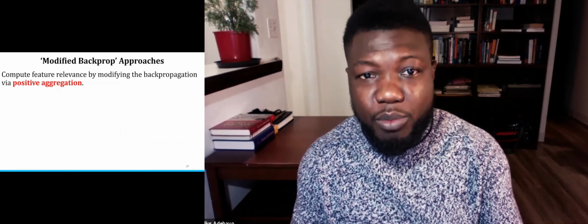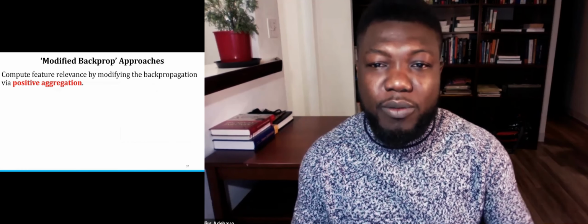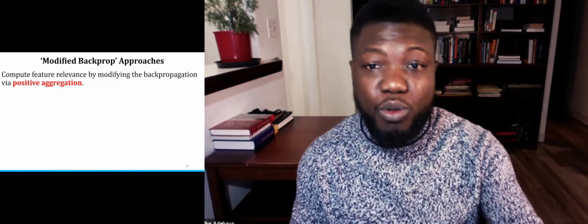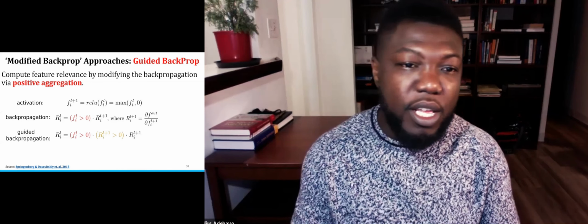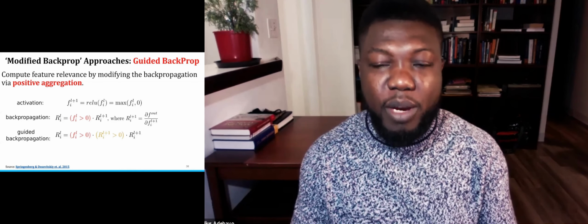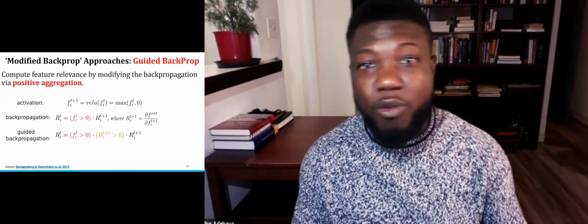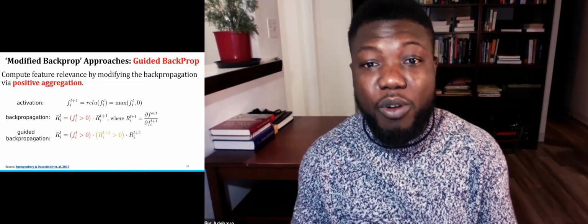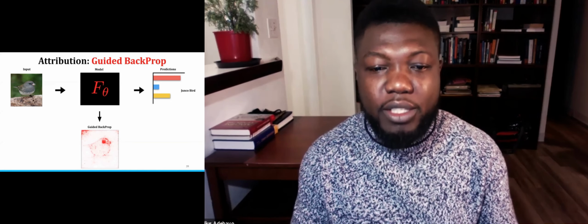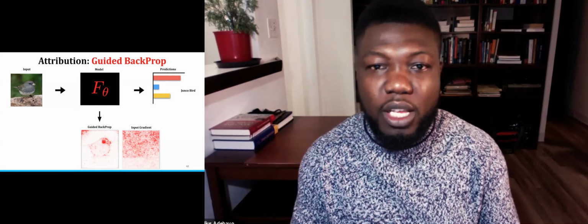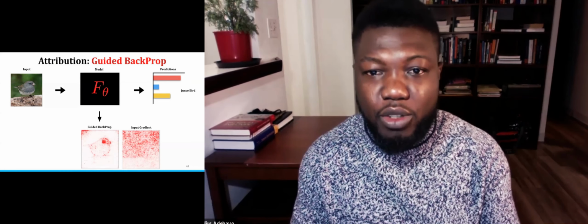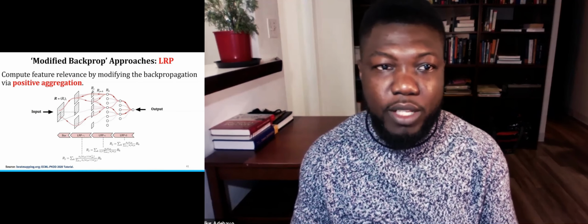And so what these modified backprop approaches do is they modify the backpropagation process with different rules for computing feature relevance. One of them is guided backprop. For a ReLU network, guided backprop turns on the forward ReLU and the backward ReLU while performing the input gradient computation. And when you actually visualize the saliency map in practice, you see that it's sparse compared to the original input gradient. And this is the result of turning on the forward or the backward ReLUs.